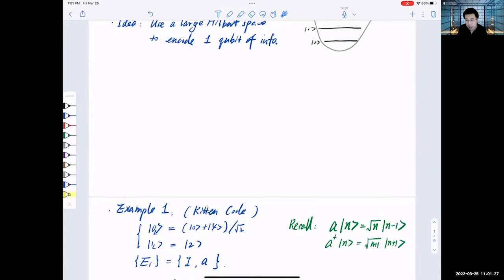On the other hand, if you apply a creation operator, which is the Hermitian conjugate of the annihilation operator, you increase the photon number by 1, with a bosonic enhancement of square root of n plus 1. But for most of the discussion below, we just need the property of the annihilation operator. So now let's see what the Kitten Code is.